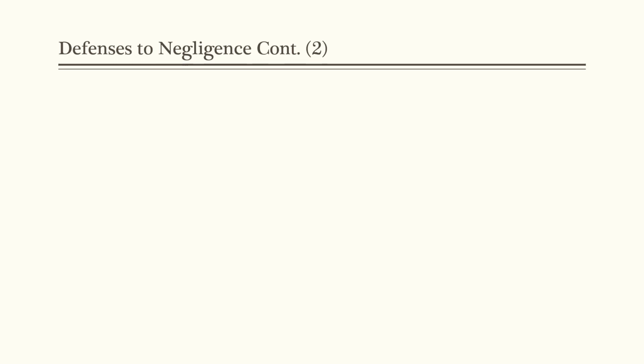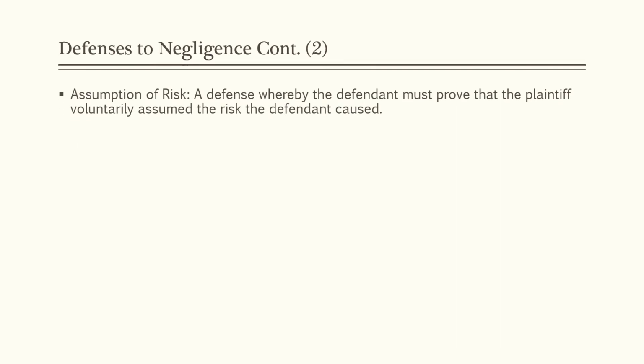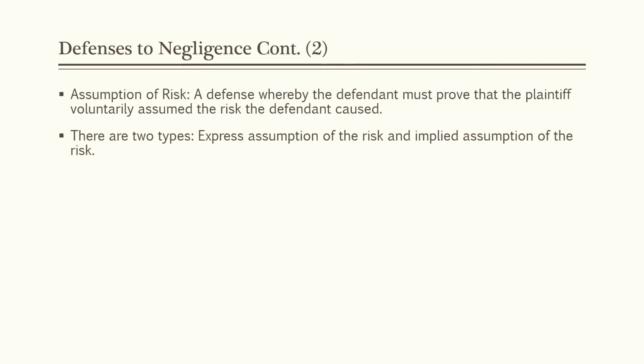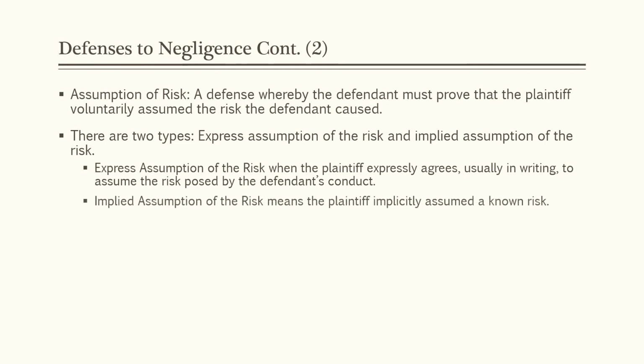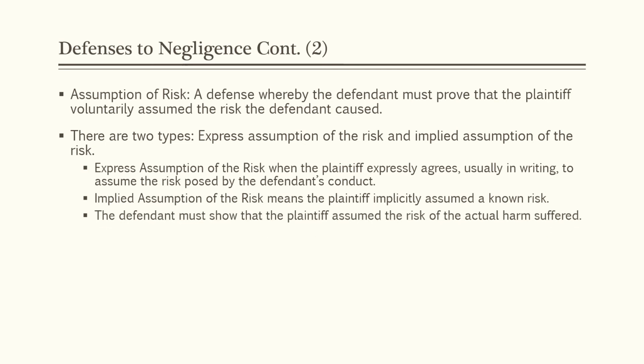Another defense that defendants can raise in negligence cases is assumption of the risk. Assumption of the risk is a defense where the defendant must prove that the plaintiff voluntarily assumed the risk that the defendant caused. There are 2 types: express assumption of the risk and implied assumption of the risk. Express assumption of the risk is when the plaintiff expressly agrees, usually in writing, to assume the risk posed by the defendant's conduct. Implied assumption of the risk means the plaintiff implicitly assumed a known risk. The defendant has to show that the plaintiff assumed the risk of the actual harm suffered.